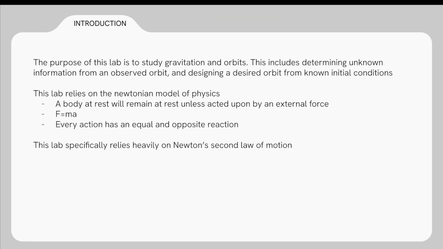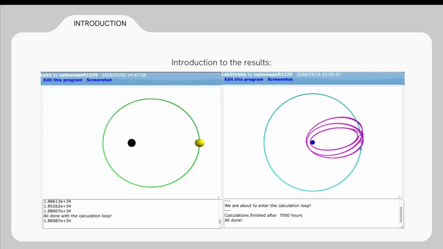Now the purpose of this lab is to study gravitation and orbits, and that includes determining unknown information from observed orbits and designing a desired orbit from known initial conditions. This lab relies on the Newtonian model of physics, which is made up of 3 laws of motion as stated below, and this lab specifically relies heavily on Newton's second law of motion.